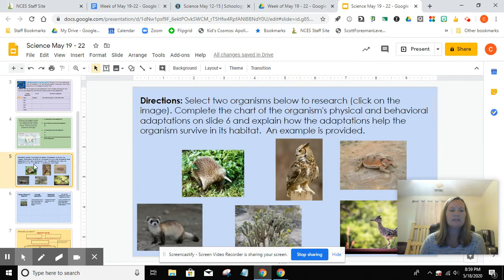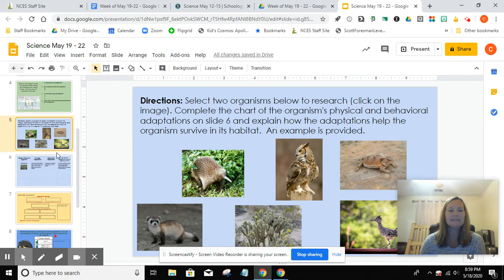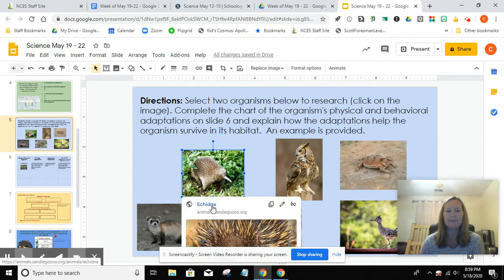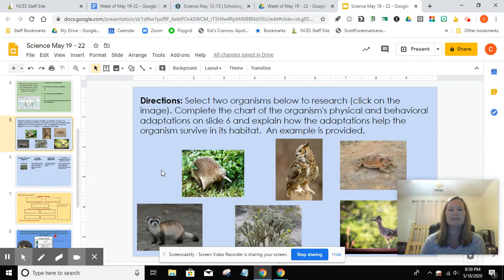And then when you move on to slides 5 and 6, you'll notice they're the same color background. So these two really go together. The assignment is for you guys to select 2 of these organisms that are down here below, and you're going to do just a little bit of research. Really, the information is there on the pages for you, so you're really just kind of hunting down the information that they're asking for. So when you click on the image, it's going to take you to a certain link. So you would want to open up that link and read about it.